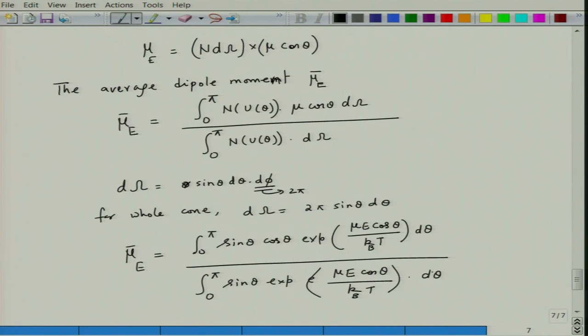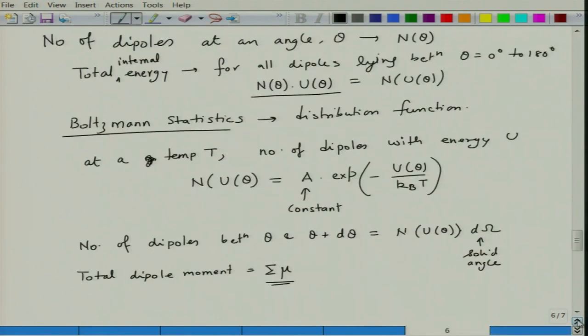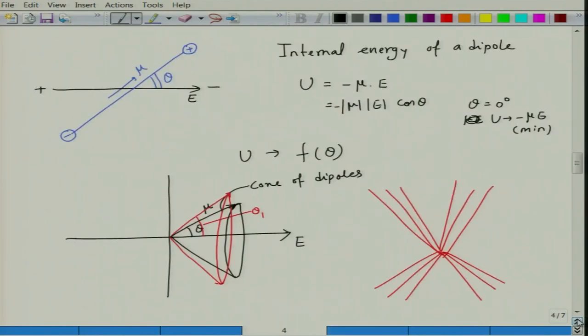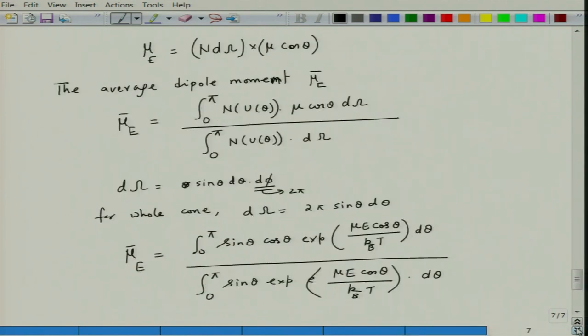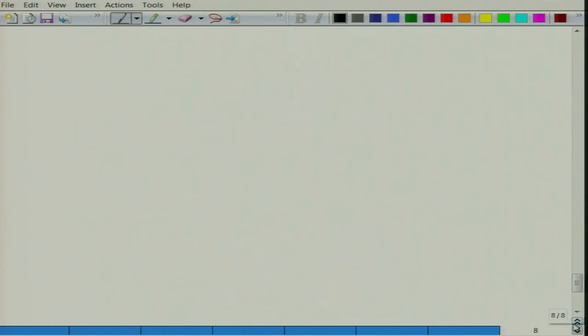Have we made a mistake of sign somewhere? So this is minus of u theta. So what was u theta we wrote earlier? U theta is minus of mu e cos theta. Okay, so it's minus of mu e, minus minus cancel each other, so they will become plus. Okay, so this is fine. So this is a little tricky expression to calculate.